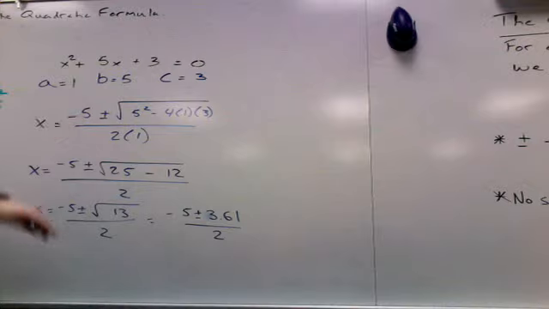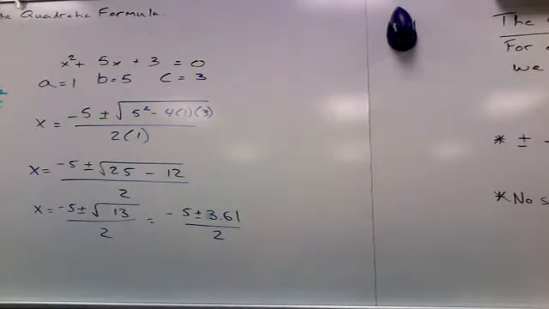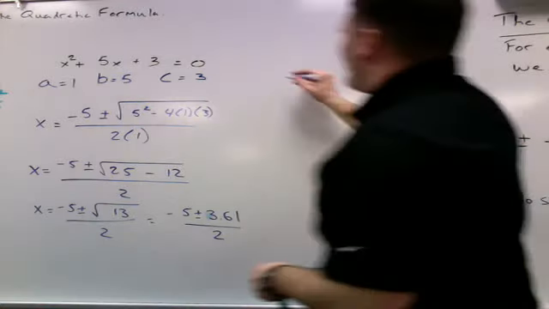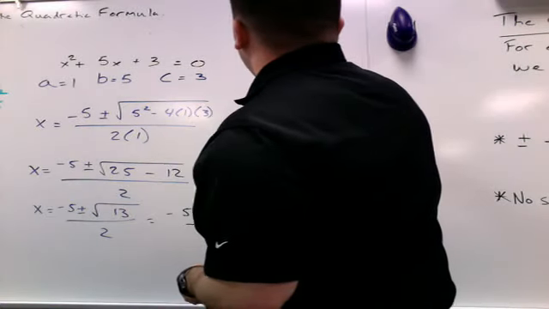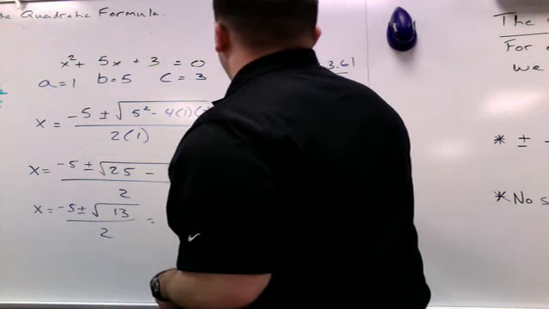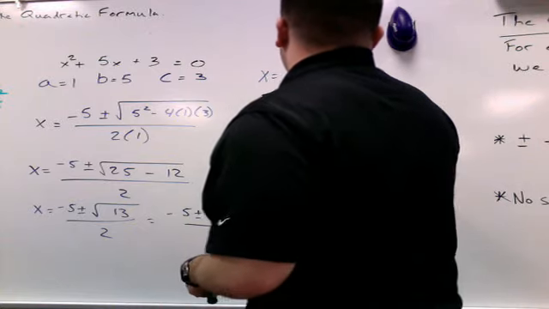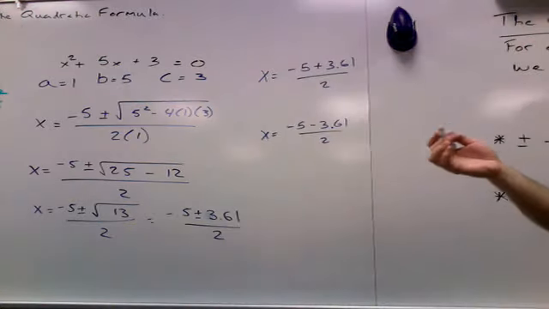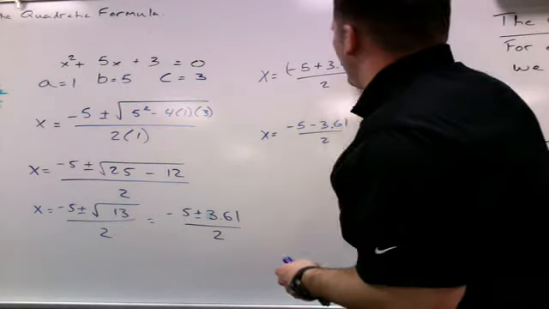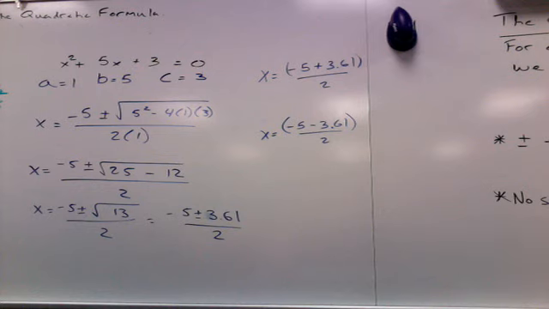Yeah. Okay. Why don't we put plus or minus in our calculator? Good question. There is no plus or minus key, is there? No. So one of our x's is negative 5 plus 3.61 over 2. The other x is negative 5 minus 3.61 over 2. Now, if you want to, you can plug this all in your calculator, put parentheses around the top. Okay? It will work now, as long as you put those parentheses in the correct spot.